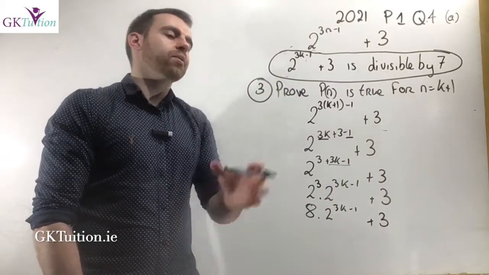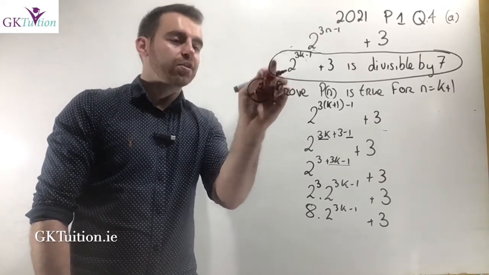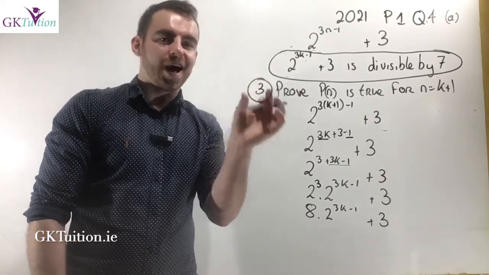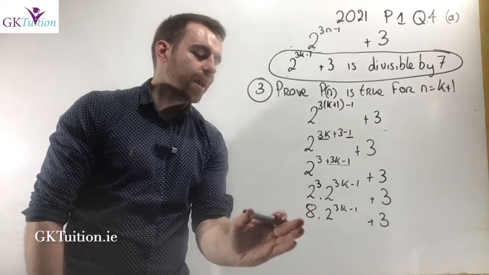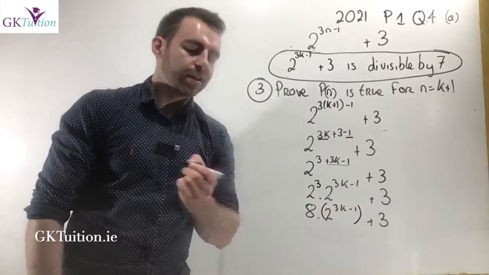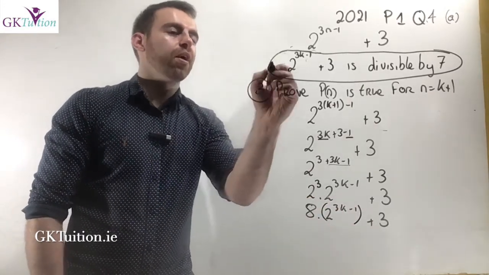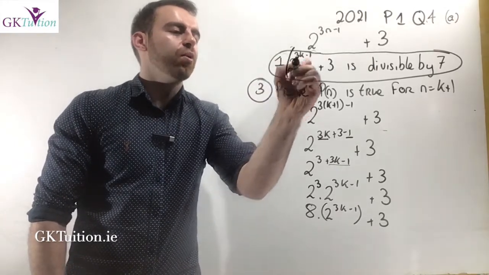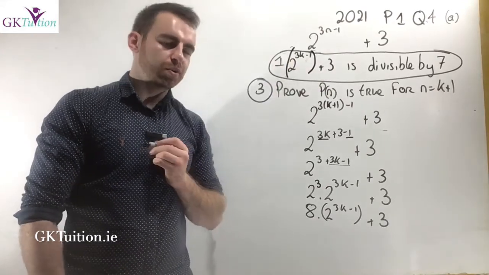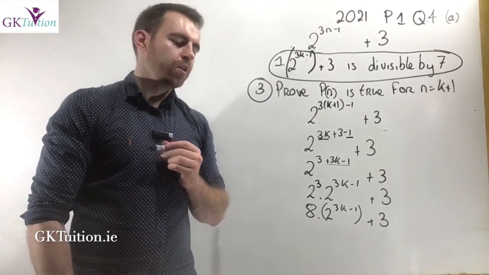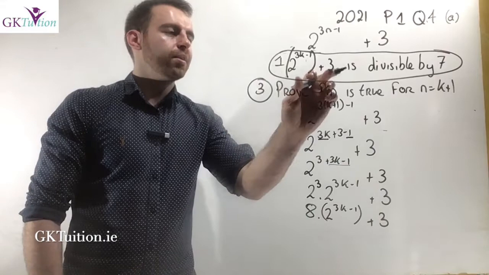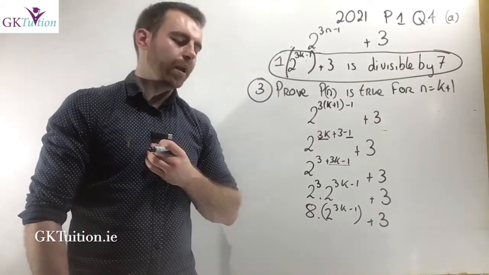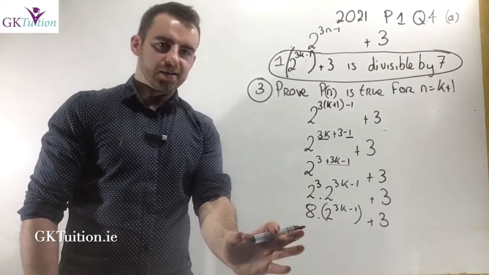Now, I need to figure out how many 2 to the power of 3k minus 1s I have in the assumption. Here I have 8 multiplied by this expression. But up here there's nothing there, so it must be the case that there's a 1. This is the equivalent to 1 times 2 to the power of 3k minus 1. So if I can get one of them, then I can just assume it's divisible by 7. At the moment I have 8 of them.